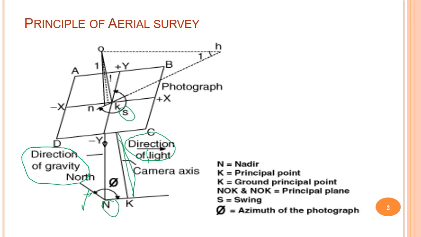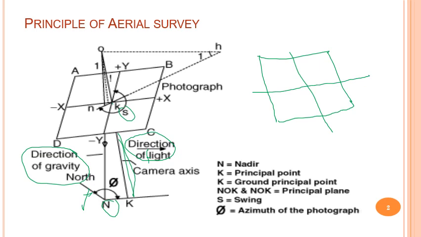This is the K. The principal point is the intersection of the lines joining the vertical and horizontal centers, the x line and y line. This center point is referred to as K, the principal point. Then the similar point obtained on the ground is called the ground principal point. NOK and small nok is called the principal plane.